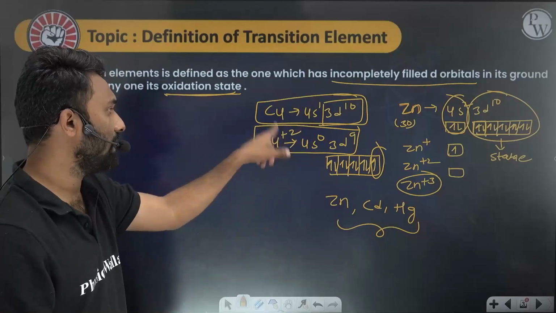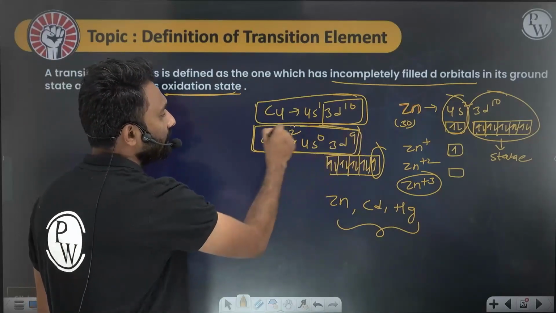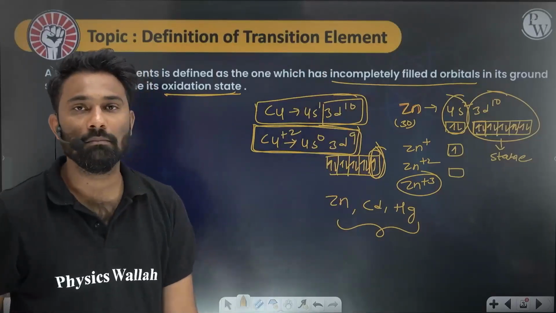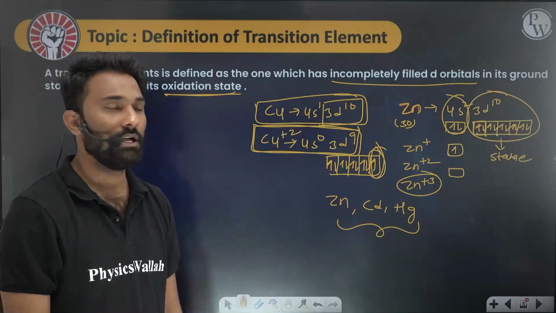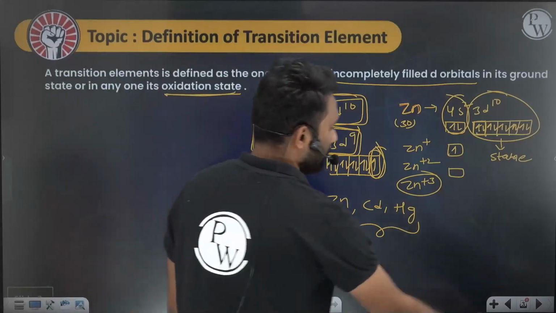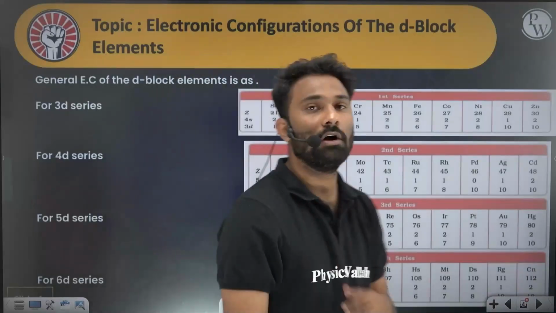But zinc is a transition metal. Why? Because in its oxidation state it is having an incompletely filled d orbital. Okay, now this is the definition of the transition elements. Next, electronic configuration of the d block elements.